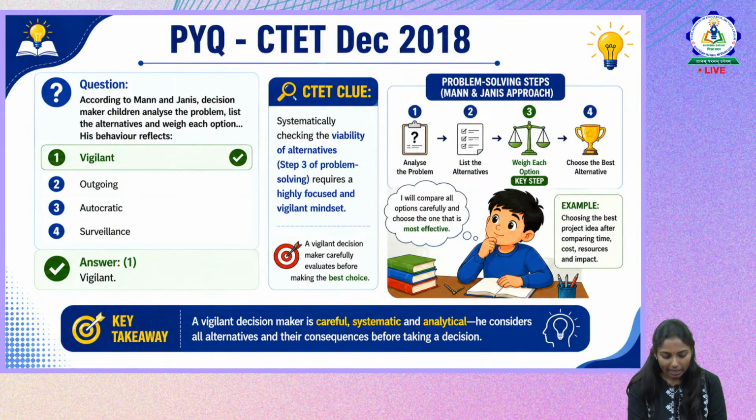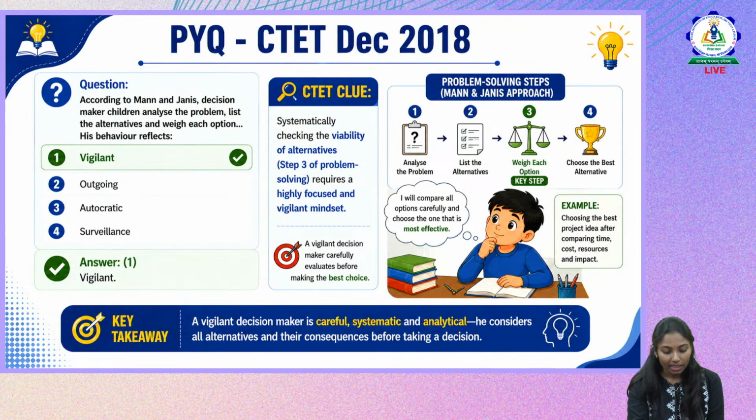Okay. So we go ahead. Next is a CTET 2018 question. In that question, they have asked, according to Mann and Janis, decision maker children analyze the problem, list the alternatives, and weigh each option. His behavior reflects. So they have given a set of traits, and we have to identify which of the options will go with all the traits given in the question. So which traits are given?